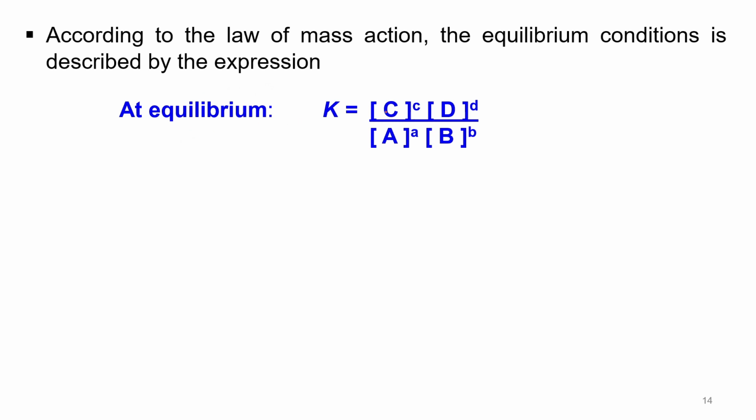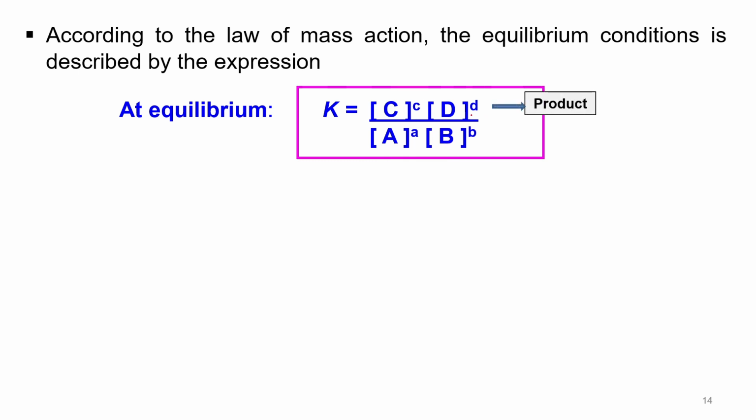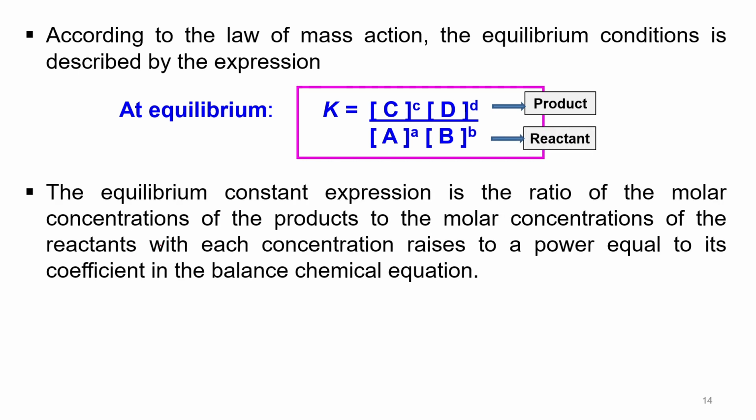So according to the law of mass action, okay, mengikut hukum tindakan jisim, the equilibrium condition is described by this expression. K is equal to concentration C, power of c, concentration D, power of d, over concentration of A, power of a, and concentration of B, power of b. So, yang dekat atas ni kita letakkan produk, yang di bawah ni kita letakkan reactant. So, the equilibrium constant expression is the ratio of the molar concentrations of the products to the molar concentration of the reactant, okay, with each concentration raised to a power equals to its coefficient in the balance chemical equation.